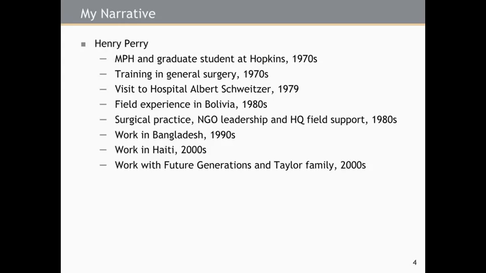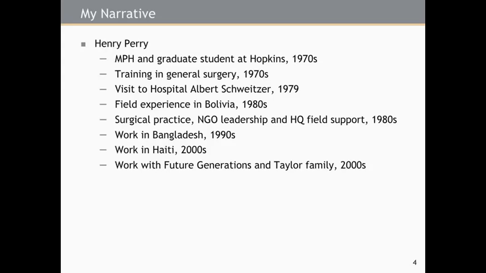I worked in Bolivia in the early 1980s, starting a community health program, and I was doing surgery as well during that time. I spent 10 years living in the mountains of North Carolina, practicing surgery and also providing leadership to a small NGO that I started called Cure Americas, originally Andean Rural Healthcare, and I'll be mentioning a little bit about that.